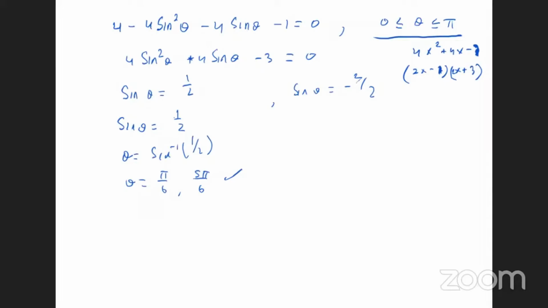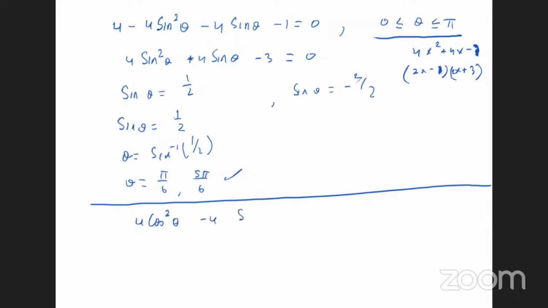So the next thing we have to look at, we need to be able to use back the identities then. Suppose I said 4 cos squared theta minus 4 sine theta minus 1 is 0. How will you solve something like this? Changing cos squared to what? Nice. And then you will get something like this, right? You'll probably get the same thing.